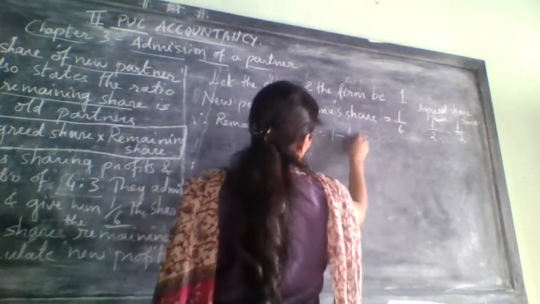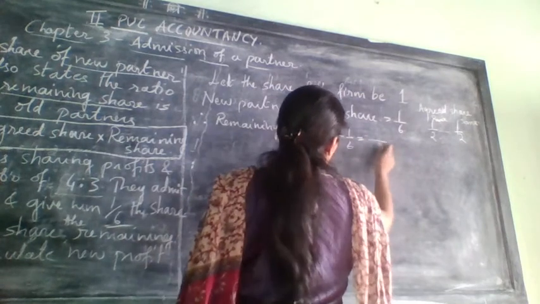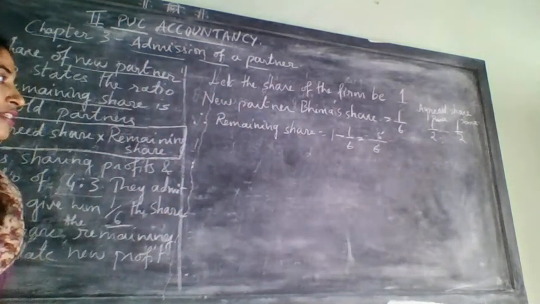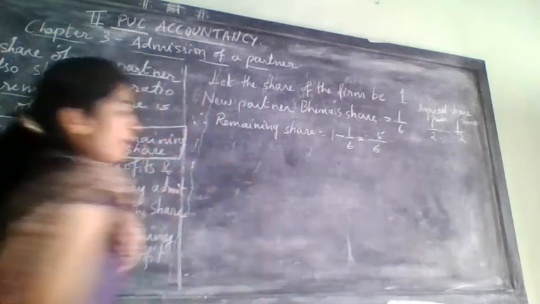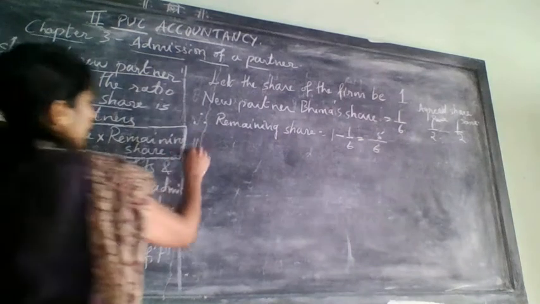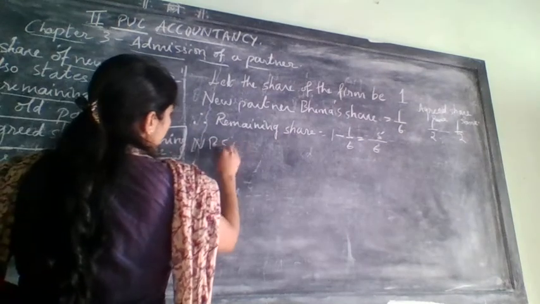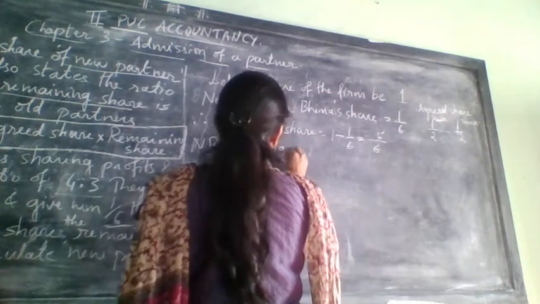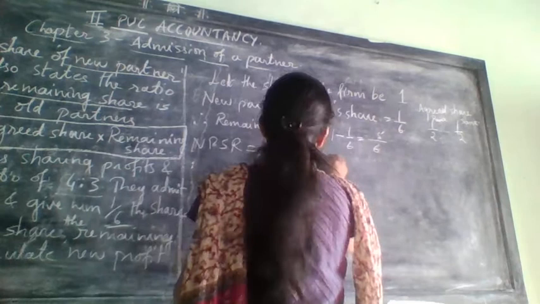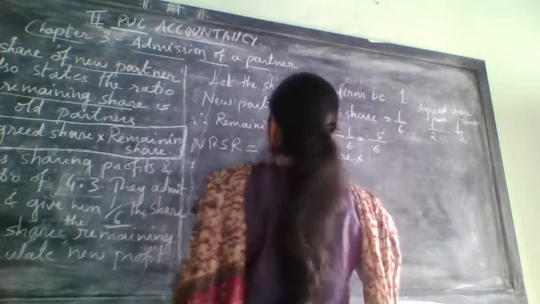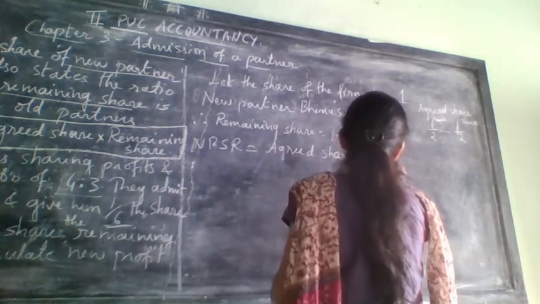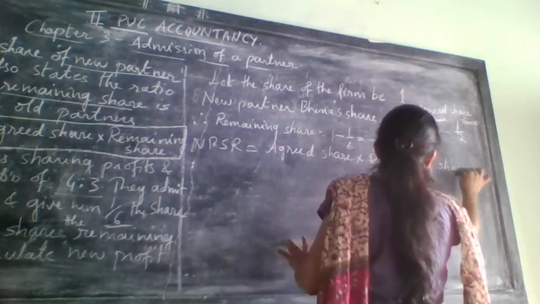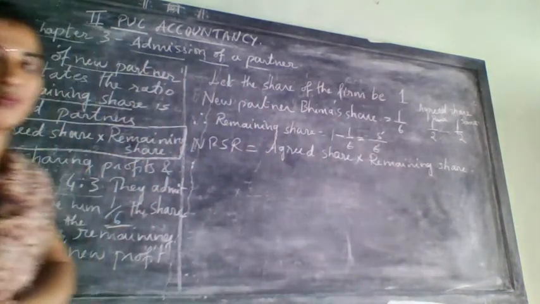Remaining share is 1 minus 1 by 6. How much will you get? 6 is the denominator, 6 minus 1 will come 5. Remaining share is 5 by 6. Now write the formula. NPSR, new profit sharing ratio, is equal to agreed share into remaining share. Agreed share into remaining share. Now, next step, what do you need to do?